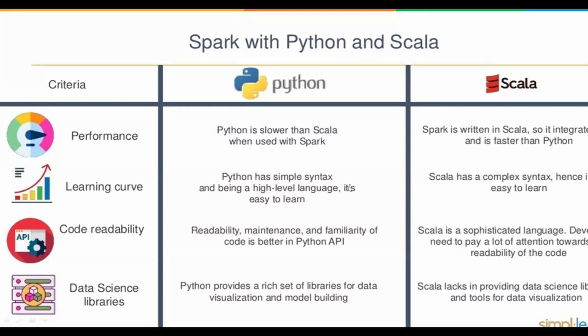Scala, if anybody knows. Code readability is very high with Python. Readability, maintenance, and familiarity of code is better with the Python API, whereas Scala is a sophisticated language, and one needs to pay a lot of attention to the readability of code. When we talk about data science libraries, Python provides a rich set of libraries for data visualization and model building, whereas Scala lacks all those.